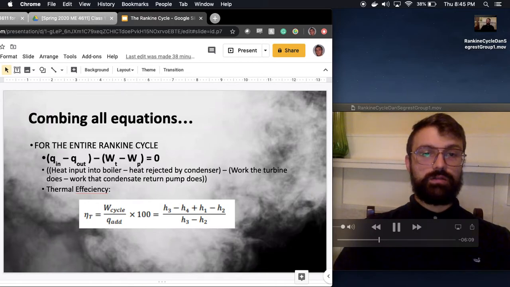So our thermal efficiency is the work of the cycle divided by the heat that we added times 100 to get that as a percentage. So we have our enthalpy values that we'll get through our steam tables put along the side here.